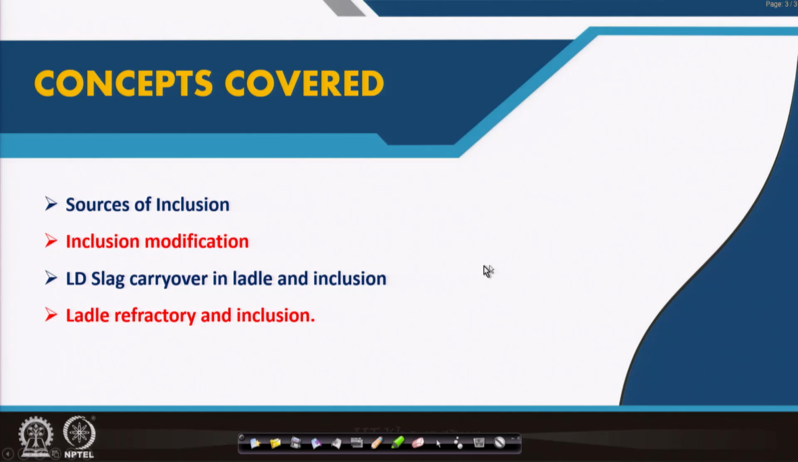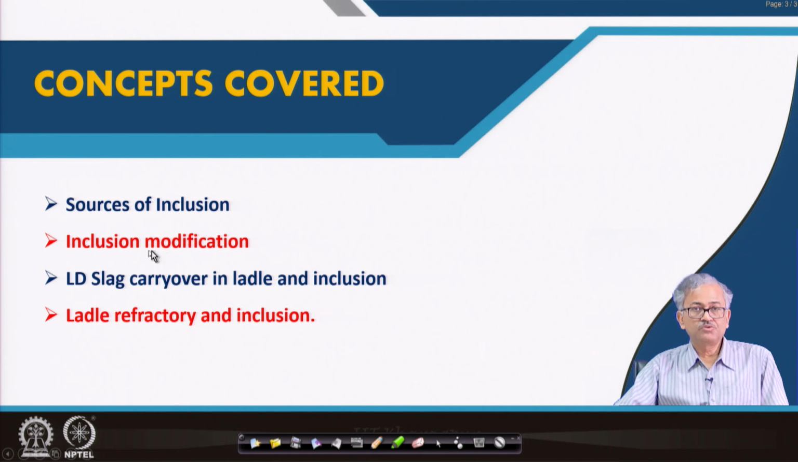Here we will talk first about the sources of inclusions in steel and then inclusion modification, because those inclusions that cannot be removed from the system are modified by calcium treatment, such that they don't have a very adverse effect during the further processing of steel. That is called inclusion modification. We will talk about that, and then LD slag carryover in the ladle and its effect on inclusions. Then ladle refractory and the effects associated with inclusions.